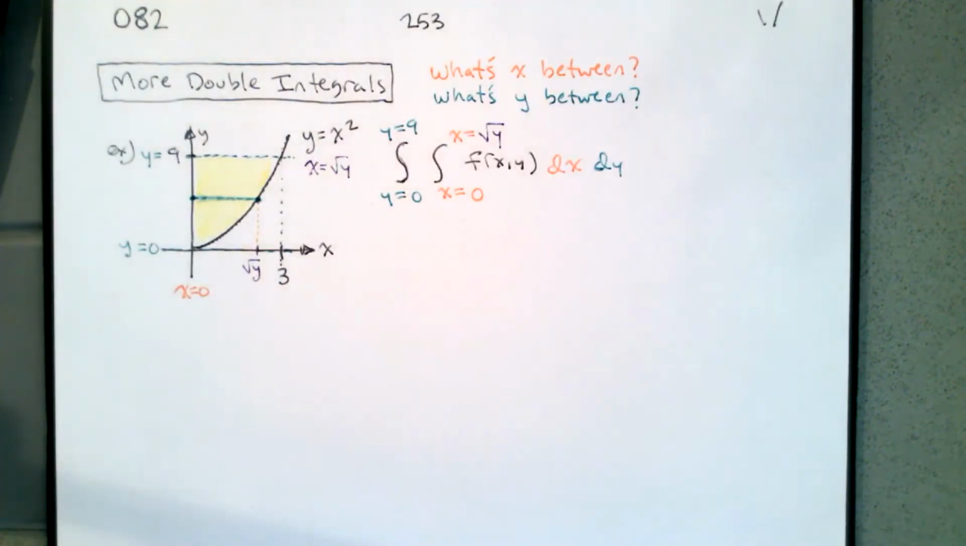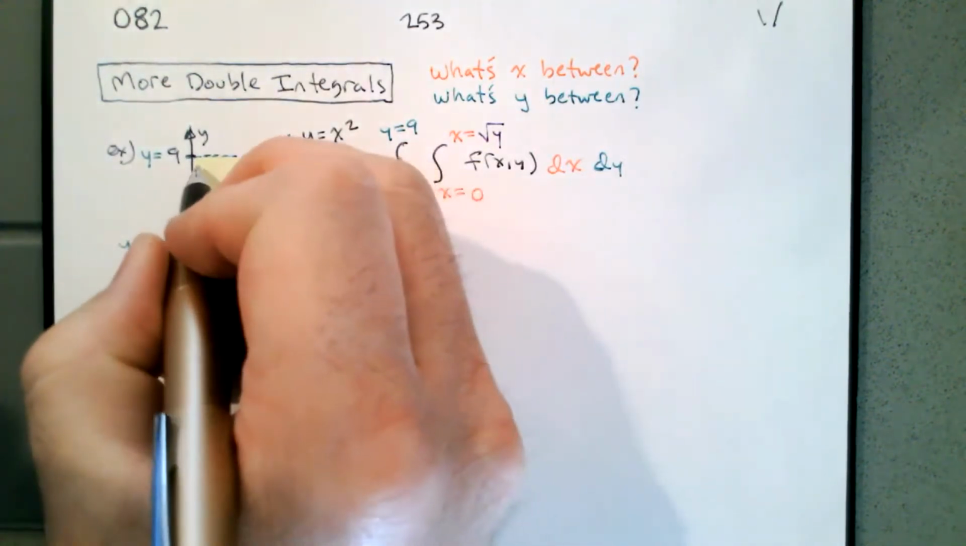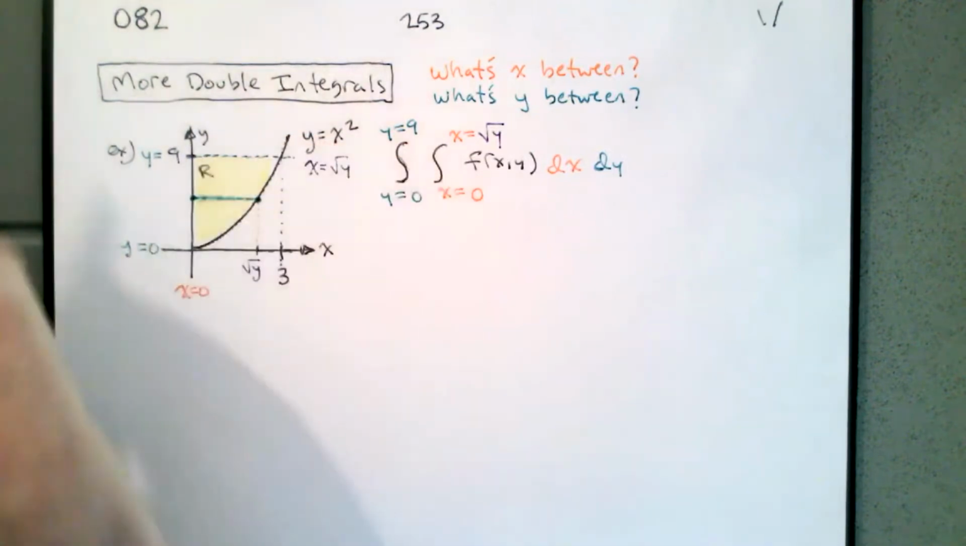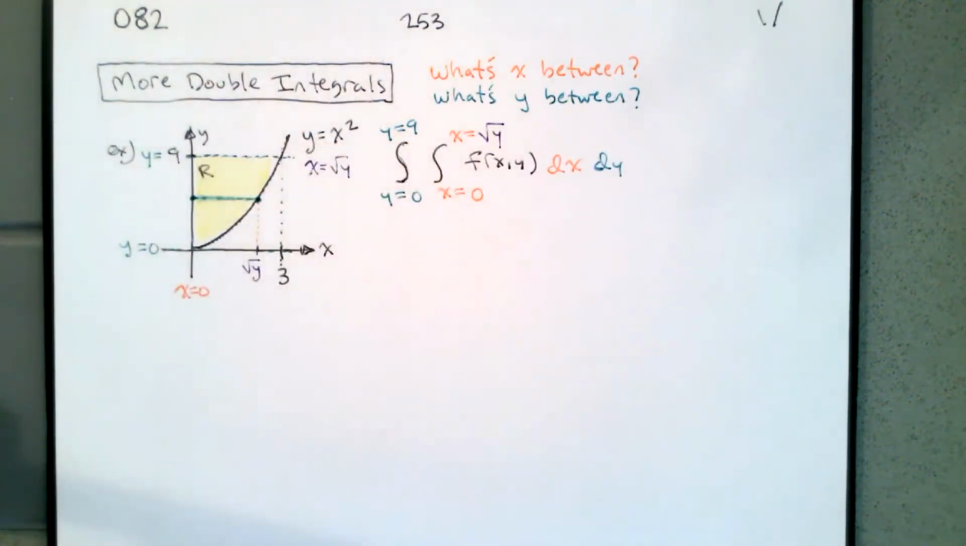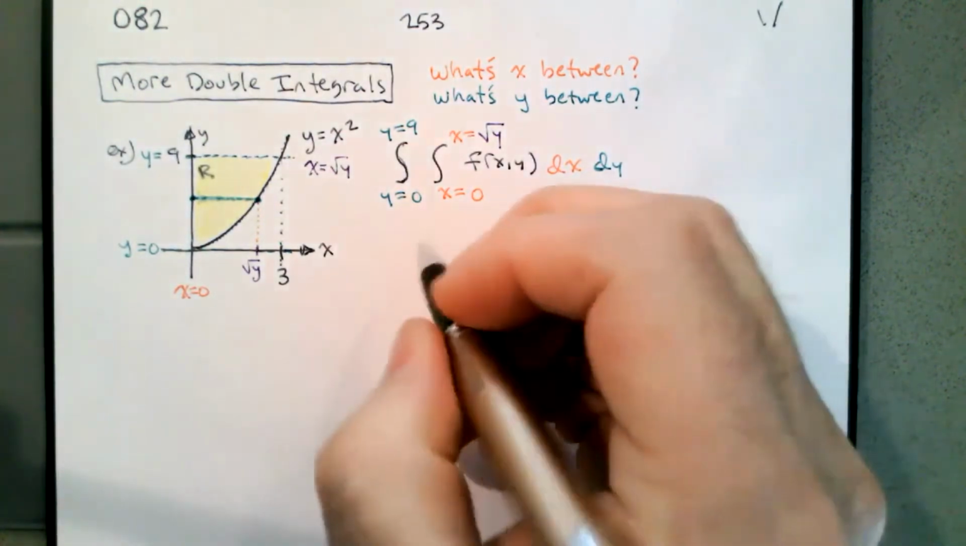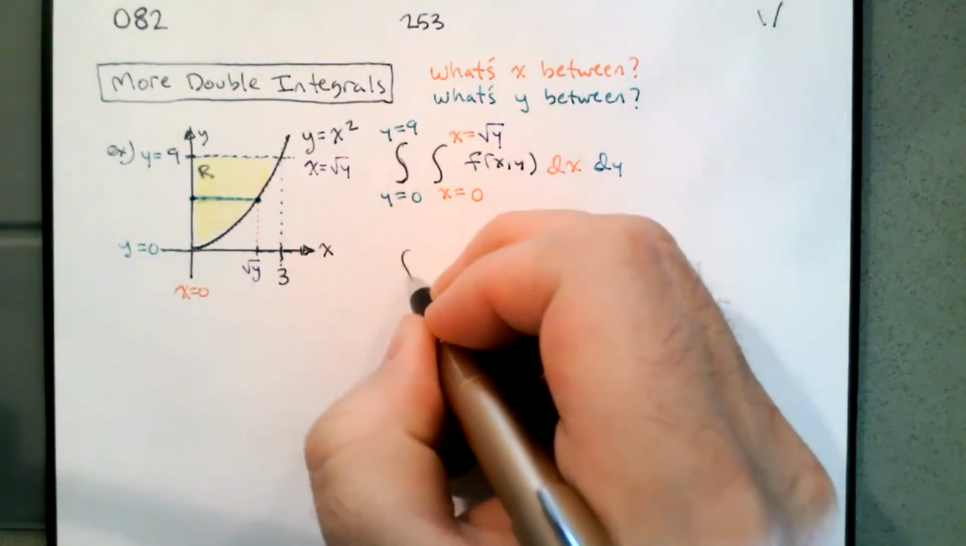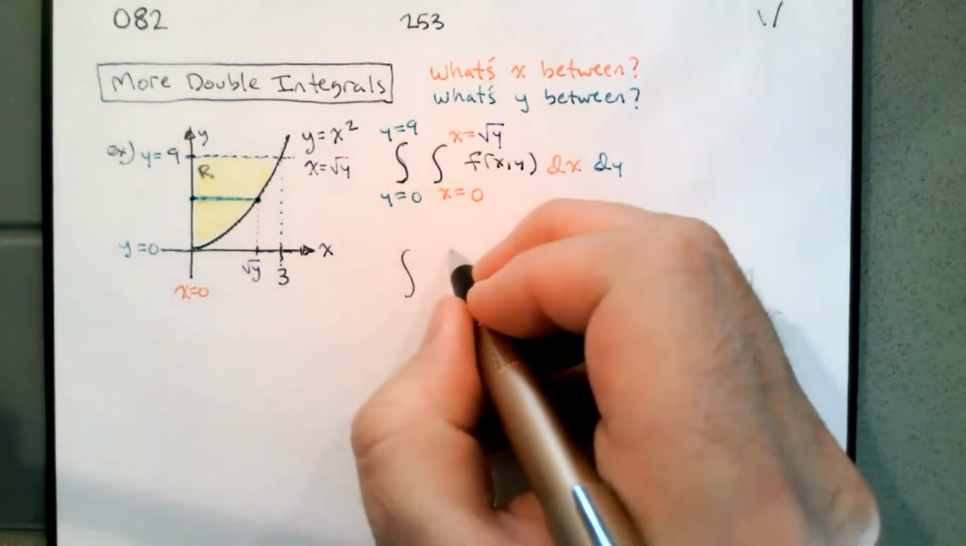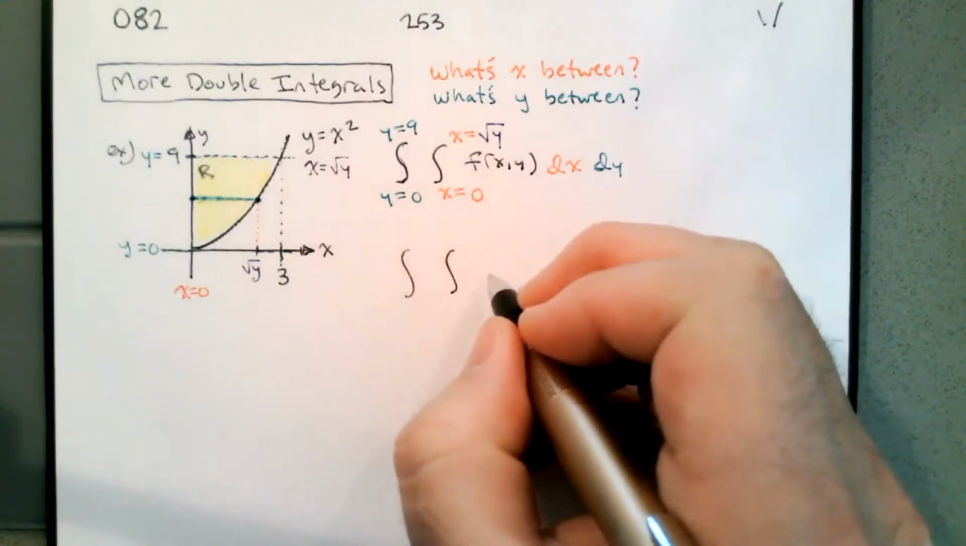That's how we would set up the inputs if this is the region R over which we are trying to integrate. We also need to do things the other direction. I need to be able to set up a dy dx integral. In this case, it wouldn't matter that much. They're pretty much the same.